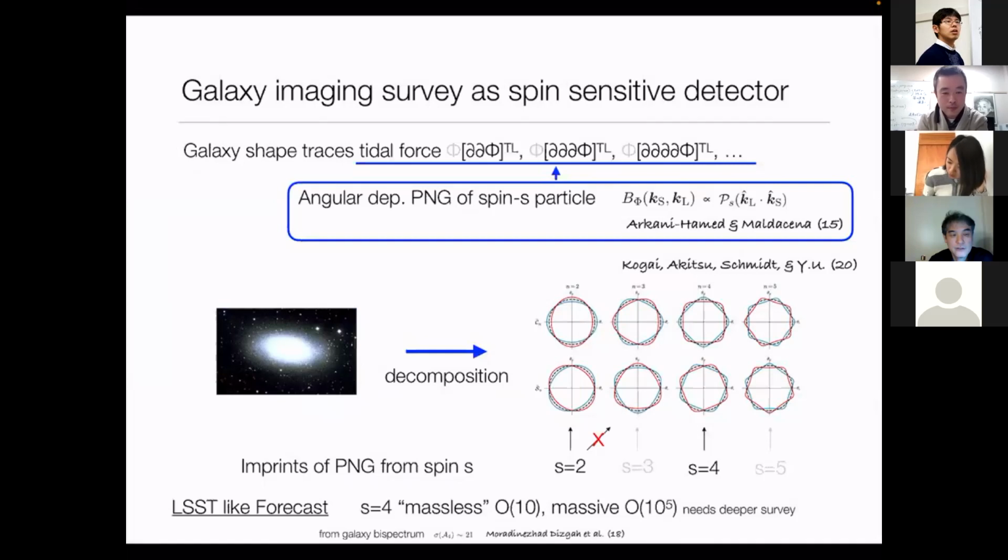This is one of my collaborations with Kazuhiro Kogai, Akitsu and Fabian Schmidt. So the punchline is the following. As I mentioned, when the spin-s particle is exchanged during inflation, the 3-point function is proportional to, here I have written a more accurate expression which is a Legendre function, but basically the power of the inner product of the long mode and short mode to the S, where S is the spin. So this characteristic angular dependence is encoded in the statistical property of the shape of the galaxy.